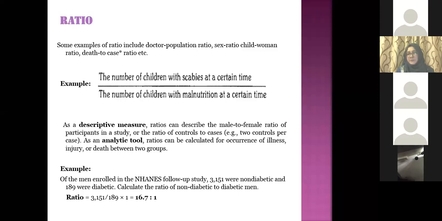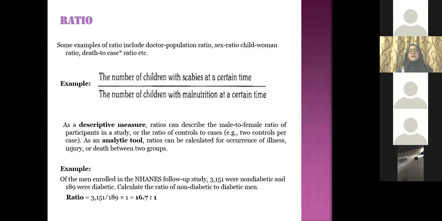For example, if we are taking the number of children with scabies at a certain time, and we are comparing it with the number of children with malnutrition at a certain time, you see that the numerator and denominator are completely unrelated to each other. On the numerator we are taking the number of children with scabies at a certain time, while on the denominator we are taking the children with malnutrition at a certain period of time. As I already discussed, the numerator and denominator can be related or not related to each other.